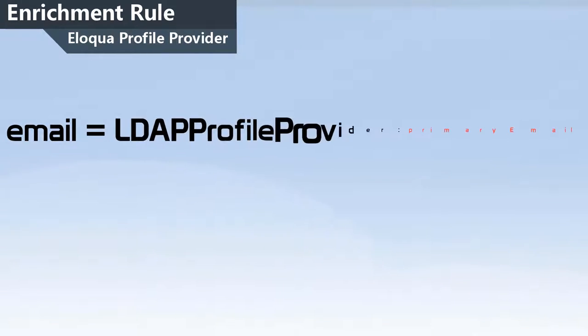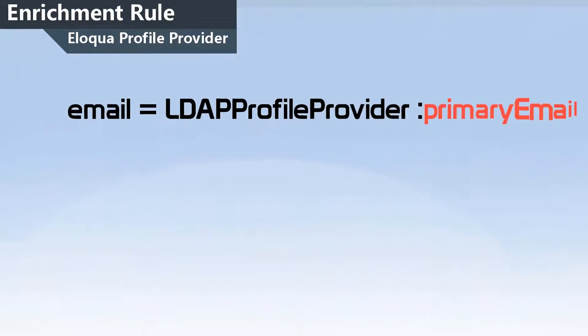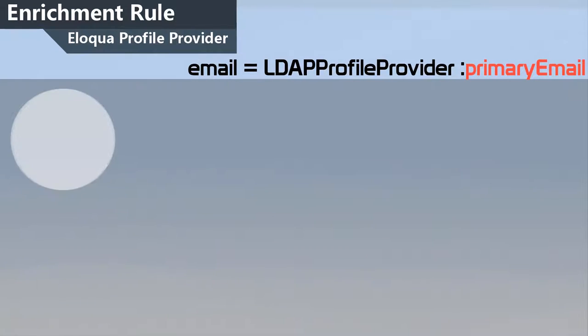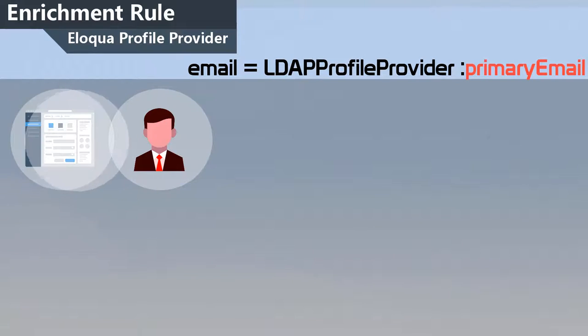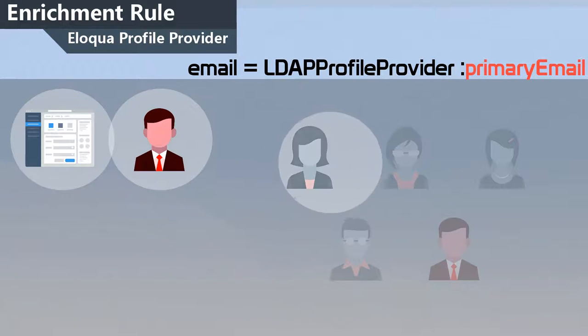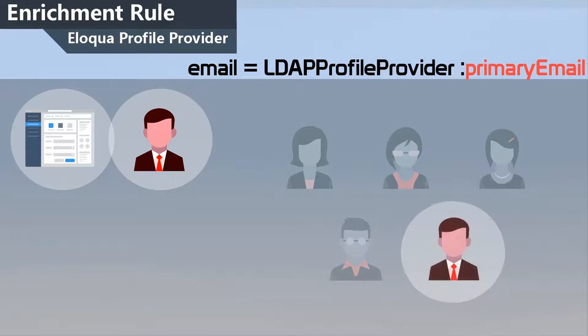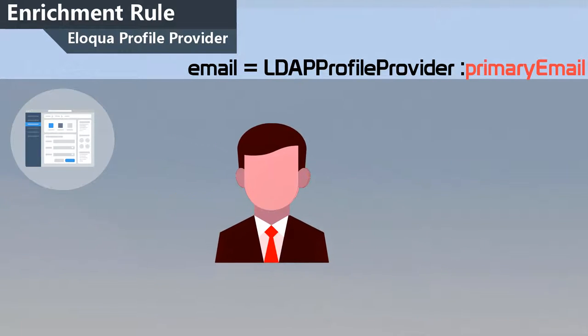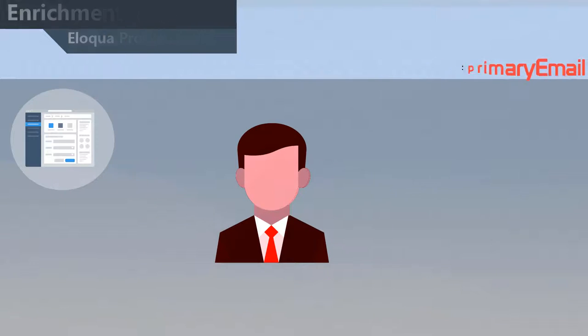For example, let's take a look at the enrichment rule in the Eloqua profile provider. If the rule is set as email equal to LDAP profile provider with primary email, then for an Eloqua visitor, Visitor Services will look for any user in the LDAP profile provider with attribute primary email whose value is the same as the attribute email in Eloqua. So Visitor Services links two profiles to the same visitor.